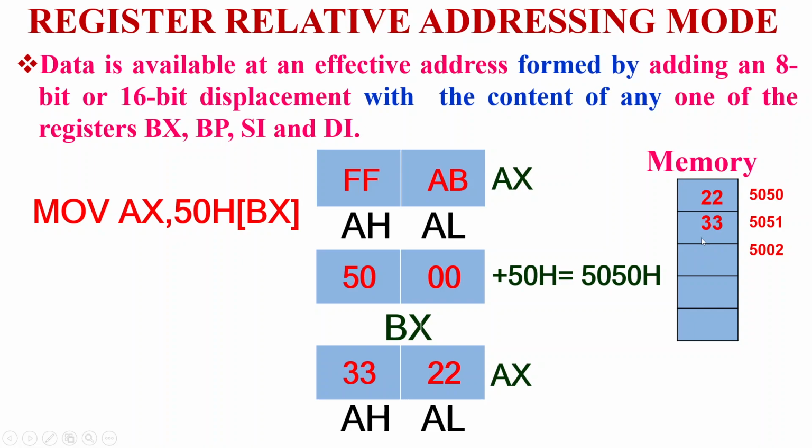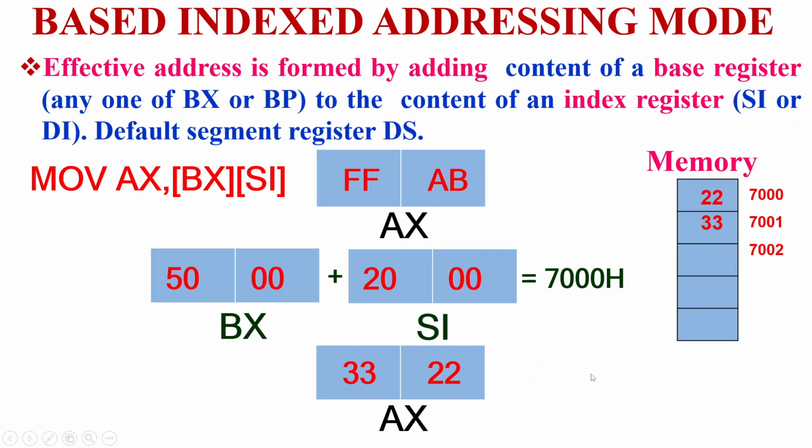The pointer will move to this memory location 5050. The data which is available here is 22. It will be stored in the AL register. The location will be incremented by 1 and the next data will be stored in the AH register. The next addressing mode is the based indexed addressing mode.